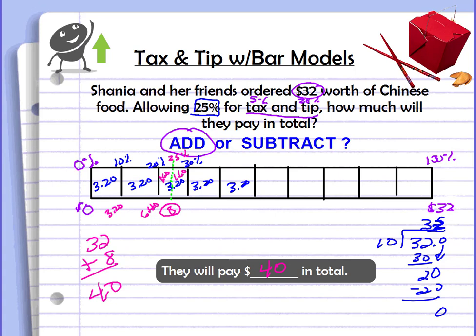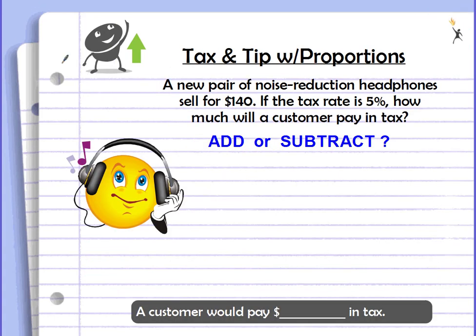Okay, let's look at our next example. Tax and tip, but this time we're going to solve it using the percent proportions. A new pair of noise reduction headphones sell for $140. Okay, so this is the cost of the headphones. If the tax rate is 5%, how much will a customer pay in tax? So we want to know what is the dollar amount of the tax. So if we go ahead and do our part, that's what we're looking for.